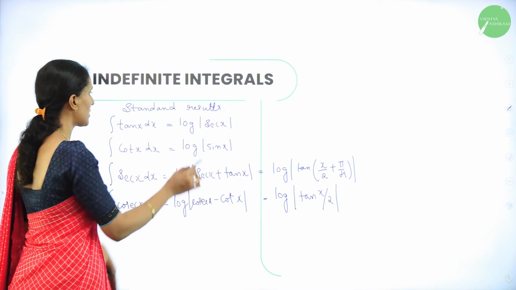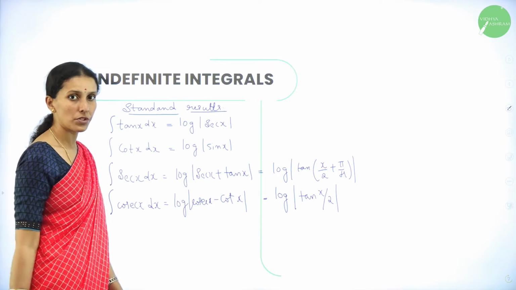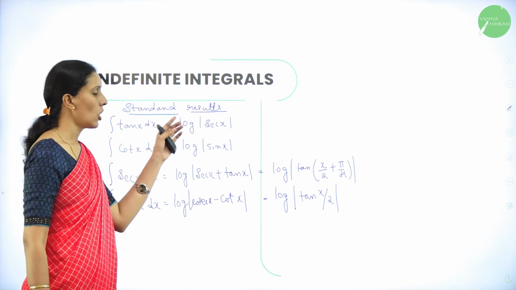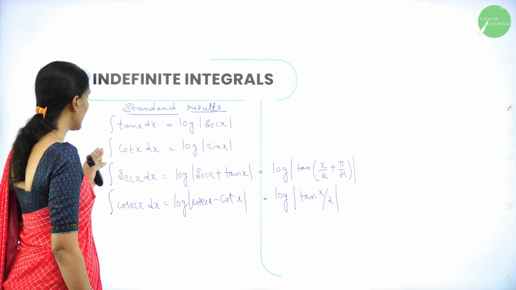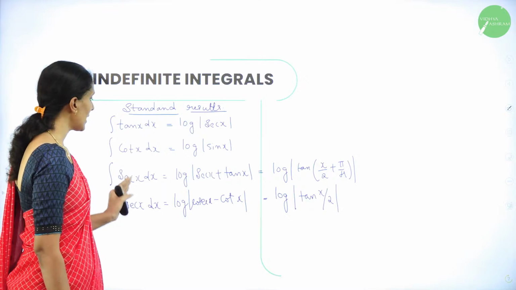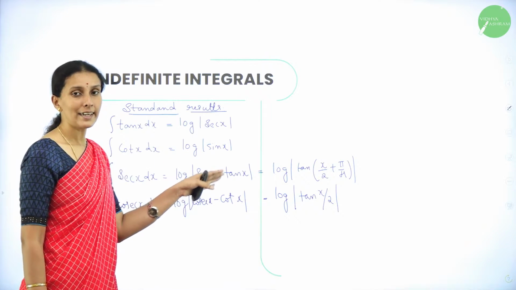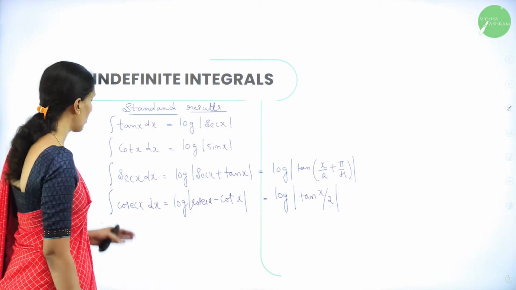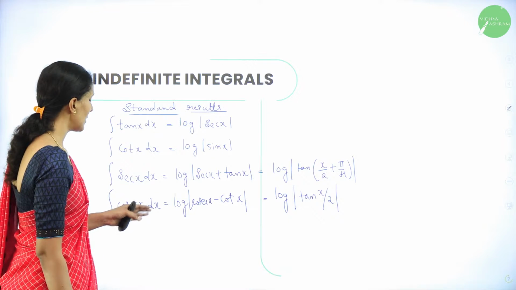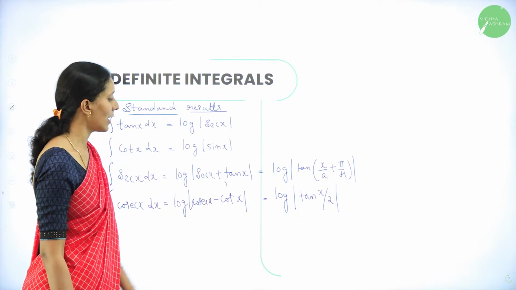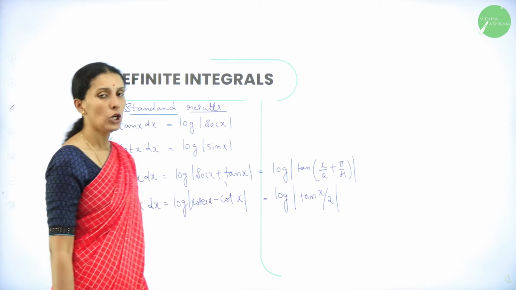So these are some standard results which you can use while solving integrals. Integration of tan x is log of secant x. Integration of cot x is log of sin x. Integration of secant x is log secant x plus tan x, or log tan x by 2 plus pi by 4. Integration of cosecant x is log of cosecant x minus cot x, or you can write it as log of tan x by 2.